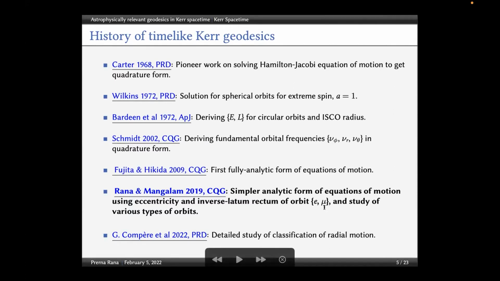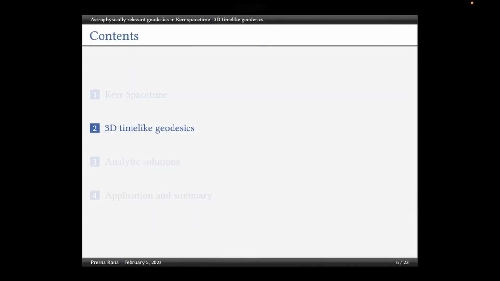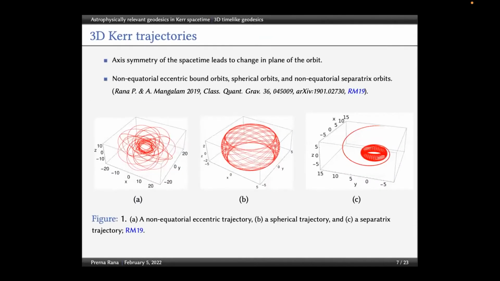Very recently, Compère et al. in 2022 also discussed a very detailed classification of radial motion in Kerr spacetime. So moving on to 3D time-like geodesics. As I told you, Kerr spacetime is axisymmetric. So that tells us that the motion of the test particle is not constrained to a single plane. The plane of the orbit itself can change. Hence, it leads to three-dimensional Kerr trajectories.